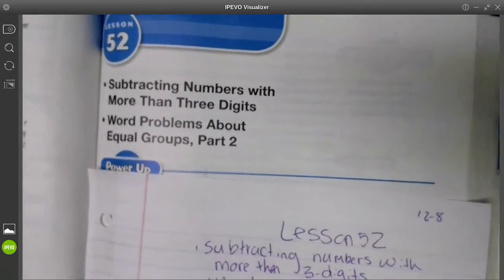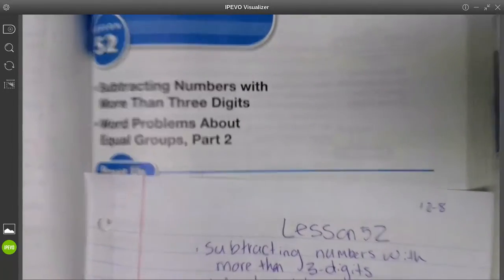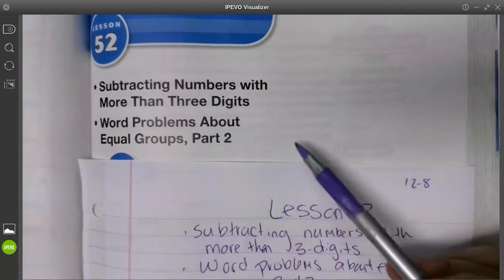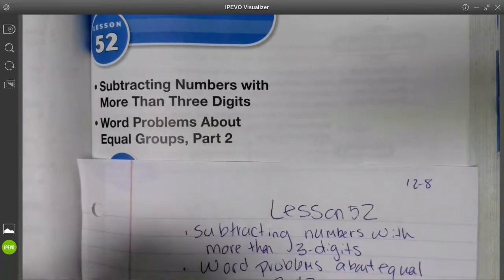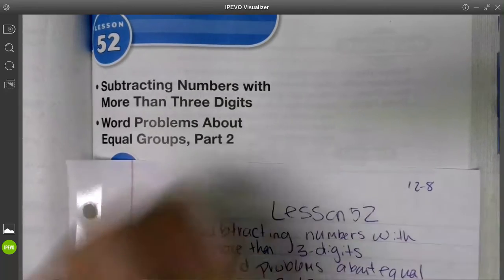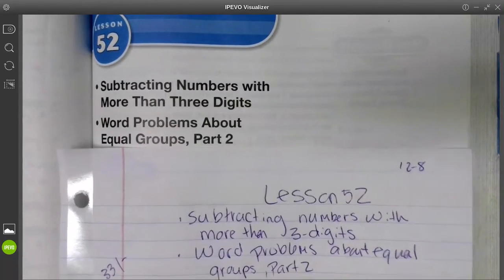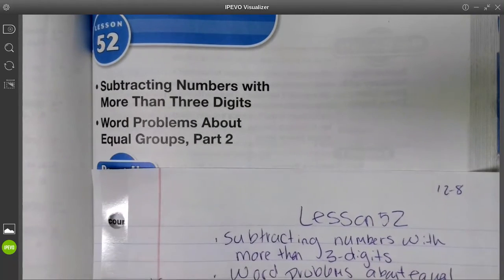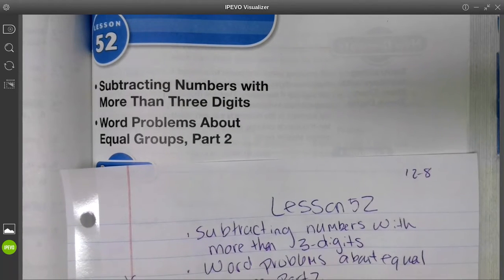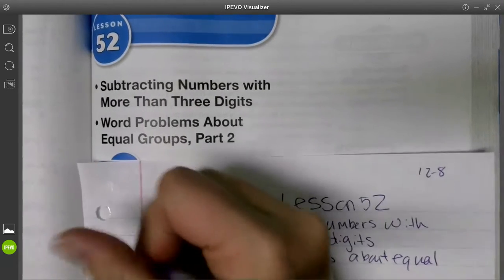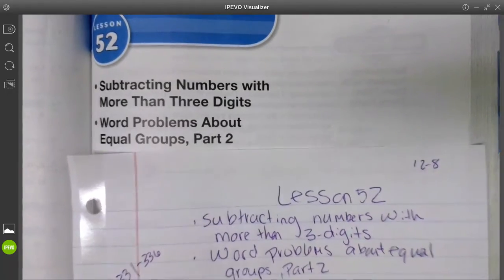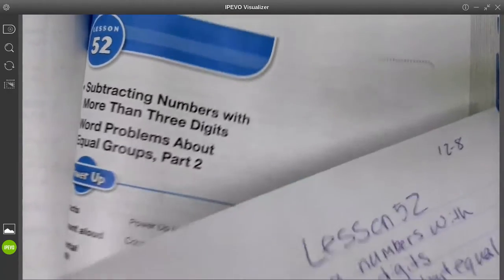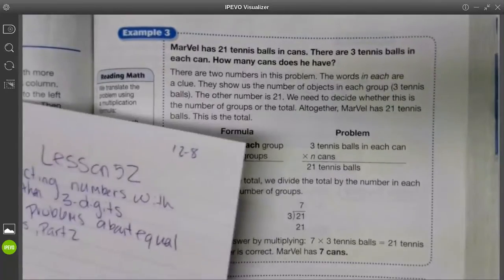So what we are doing in math today, we are subtracting numbers with more than 3 digits, and we are doing word problems about equal groups part 2. Okay, so I'll give you a second to write that down. You can always pause me if you need me to go slower. I am limited on the time I have on these videos. All right, so feel free to pause because I know that is a lot to write down. But we're going to go ahead and keep going.